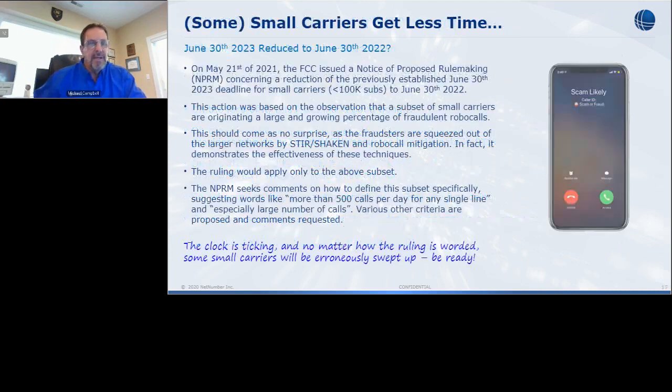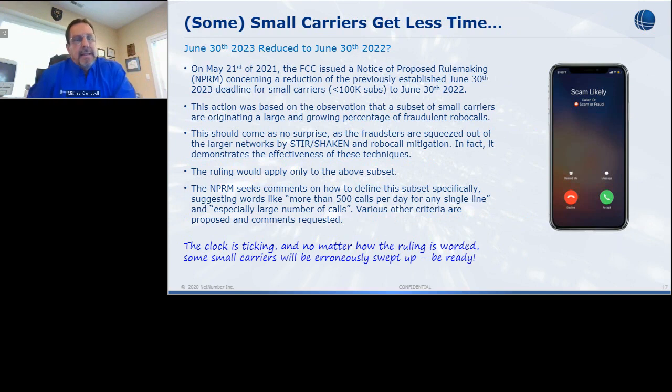So that's the TNSP. What about the noise the FCC is making about moving the small carrier exemption from June 2023 to June of 2022? Previously, carriers who had less than 100,000 subscribers were given an extension on STIR/SHAKEN compliance until June of 2023, based on the observation that they're smaller, their revenue is lower, and the cost of implementation was perhaps an unwarranted burden on them relative to the big guys. And that was a very reasonable thing to do, give them more time to get ready.